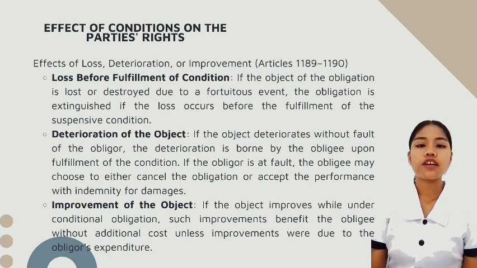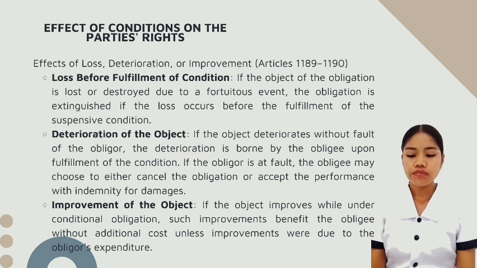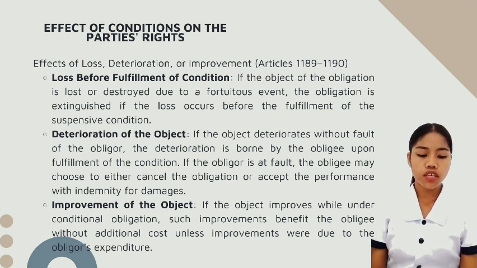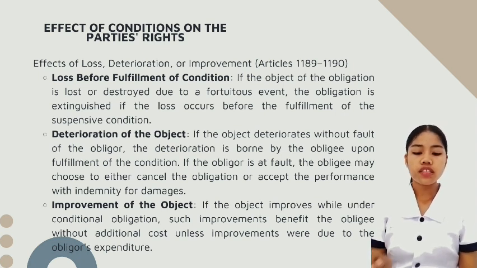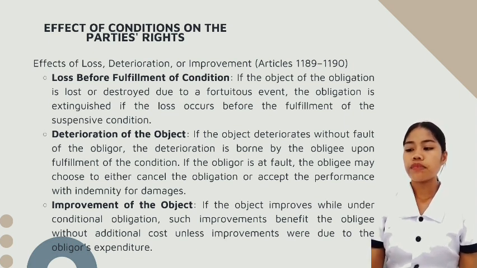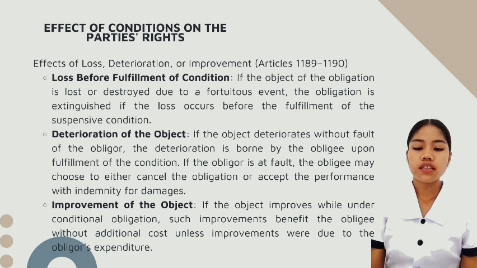For example, a seller agrees to sell a painting only if a museum agrees to display it. If the painting is destroyed before the museum decides, the contract is void. It means that if the painting is damaged before the museum can make a decision, the contract will be void.